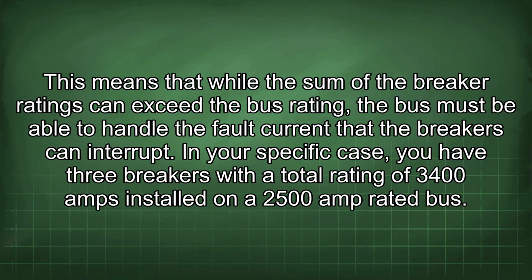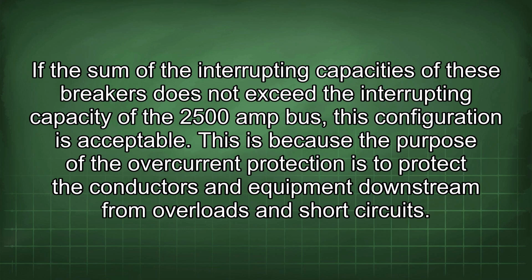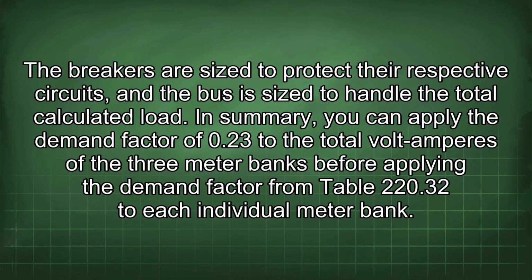In your specific case, you have 3 breakers with a total rating of 3,400 amps installed on a 2500 amp rated bus. If the sum of the interrupting capacities of these breakers does not exceed the interrupting capacity of the 2500 amp bus, this configuration is acceptable. This is because the purpose of the overcurrent protection is to protect the conductors and equipment downstream from overloads and short circuits. The breakers are sized to protect the respective circuits, and the bus is sized to handle the total calculated load.